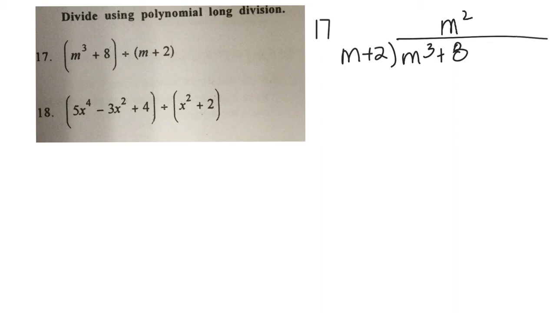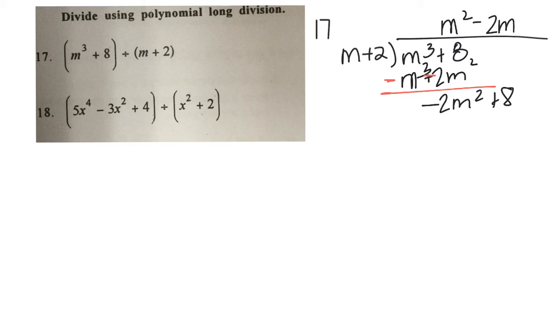And then m squared times m is m cubed. And m squared times 2 is 2m squared. And then it's plus right now. We need to subtract. So it becomes minus 2m. And I subtract. I don't have anything to subtract the 2m squared from, so I have negative 2m squared plus 8. Bringing it down. And then negative 2m squared divided by m is negative 2m. And negative 2m times m is negative 2m squared. Negative 2m times positive 2 gives me negative 4m.